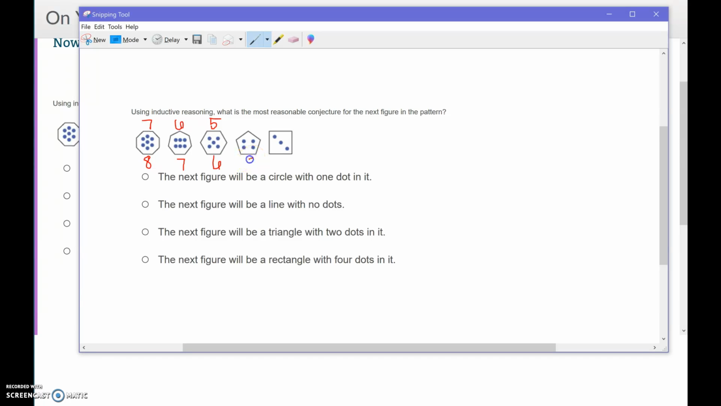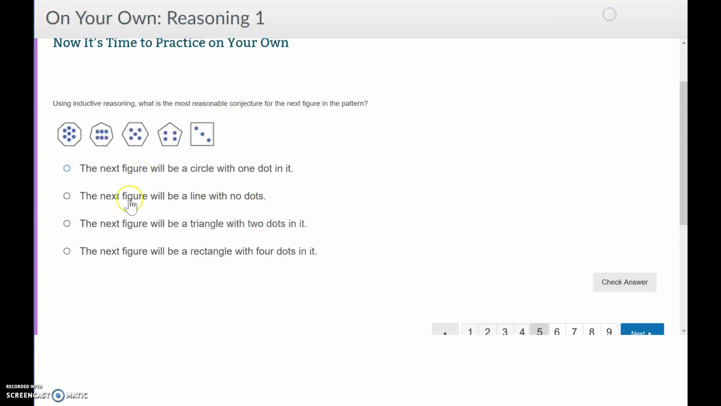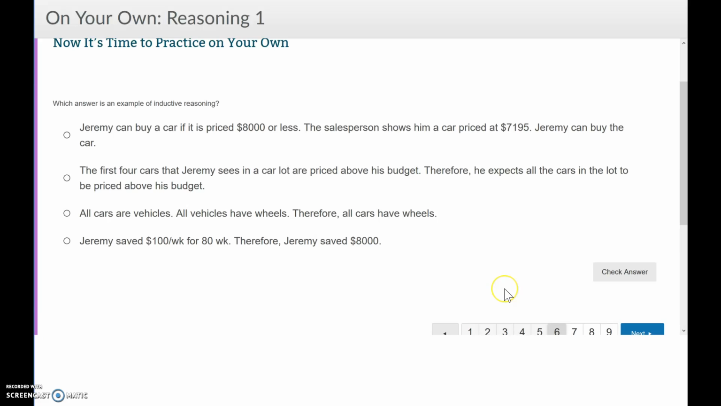And then we have a pentagon, which has 5 sides and 4 dots. We have a square, which has 4 sides and 3 dots. So the next figure would have to have 3 sides. That's a triangle. And would have to have 2 dots in it. Let's see if that works. Triangle with 2 dots. Alright.